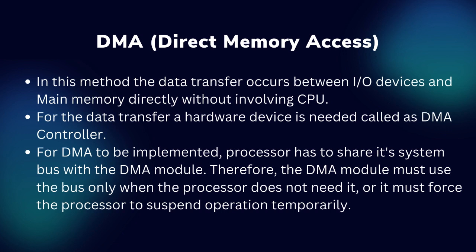For DMA to be implemented, the processor has to share its system bus with the DMA module. Therefore, the DMA module must use the bus only when the processor does not need it, or it must force the processor to suspend operation temporarily.